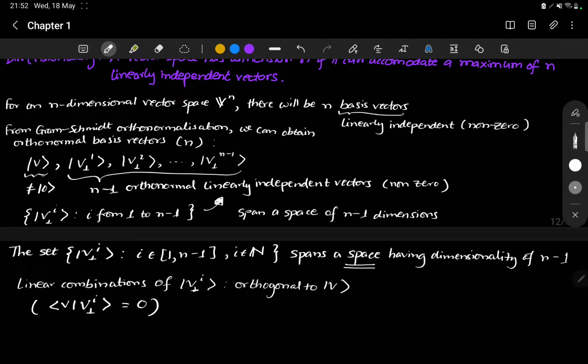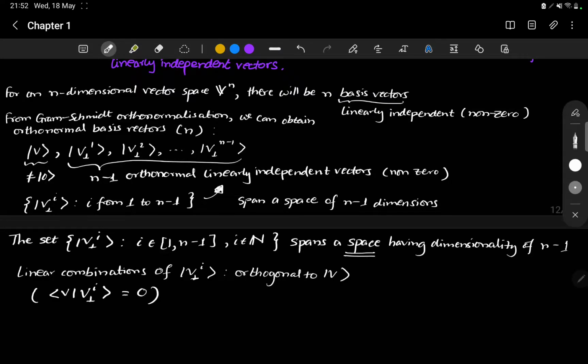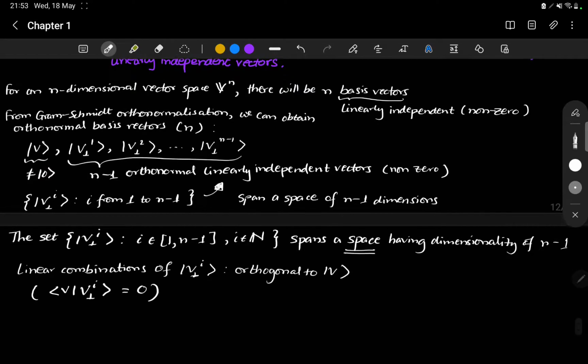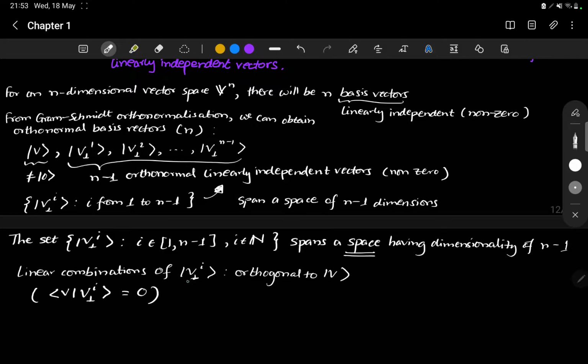Why? Because we had obtained this set of linearly independent orthonormal vectors from the Gram-Schmidt orthonormalization. So the Gram-Schmidt orthonormalization process guarantees that V perpendicular 1 is orthogonal to V, V perpendicular 2 is also orthogonal to V, V perpendicular n minus 1 is orthogonal to V. So each of these V perpendicular i's are orthogonal to V. So every such linear combination of V perpendicular i's will also be orthogonal to V. So we have this space in which each element is orthogonal to V. That means each of these linear combinations will be present in this space which is orthogonal to V.